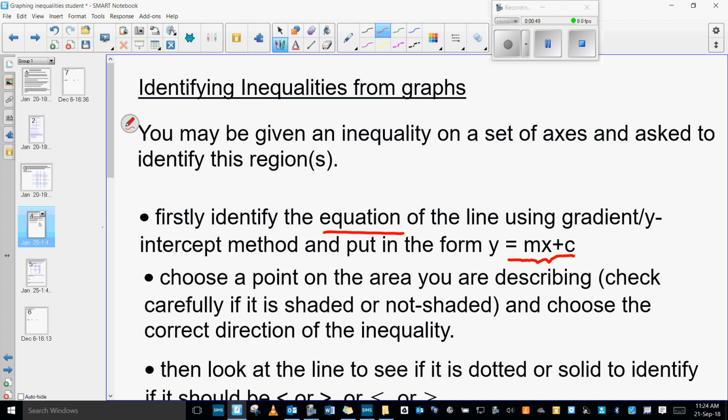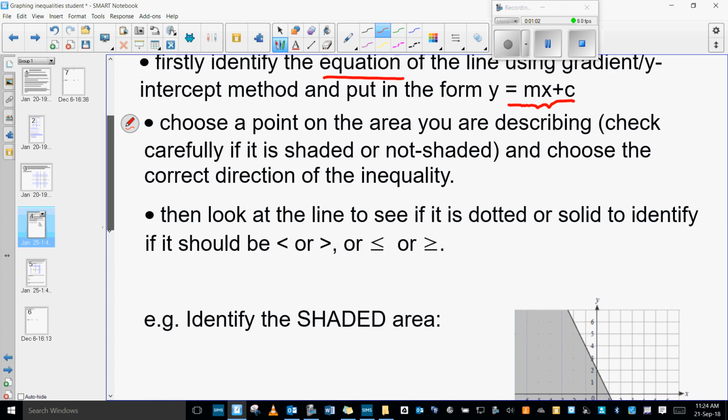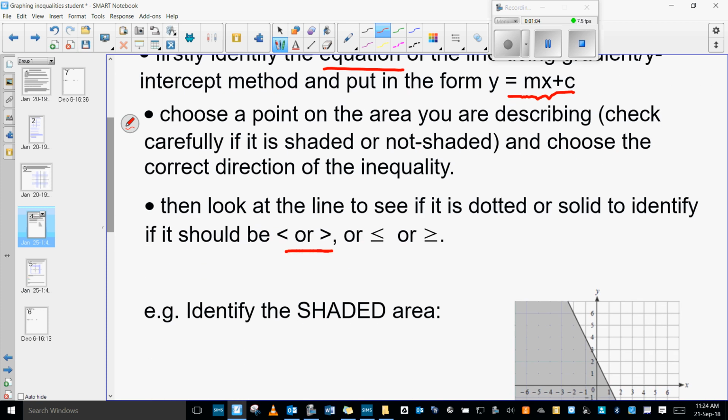Choose a point on that side, and then you're going to be able to determine which inequality sign or which direction the inequality sign is going to be. Double check whether it should be one of these signs or one of these. How do we decide which ones it's going to be? If it's dotted, then it's the first one. Good. So if it's a dotted line, it's one of these two, and if it's solid, it's one of those boundaries.